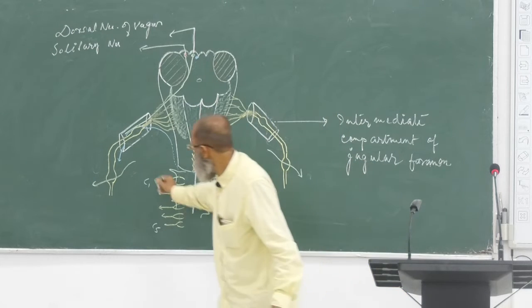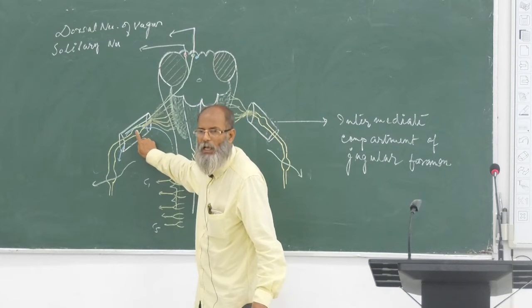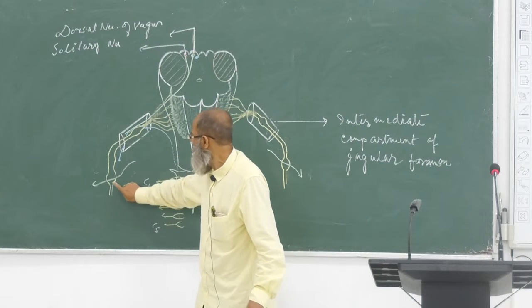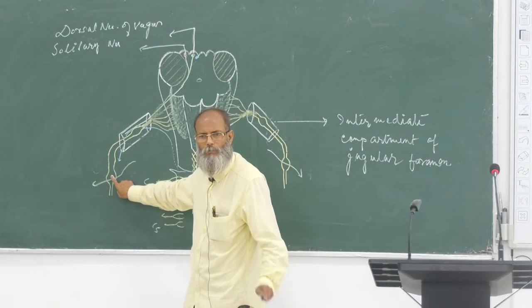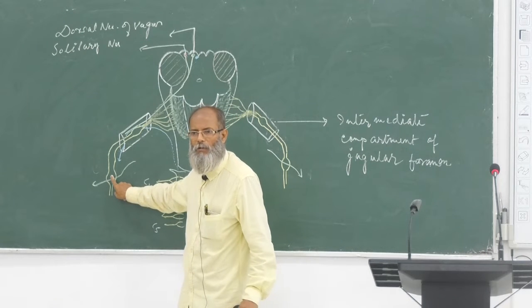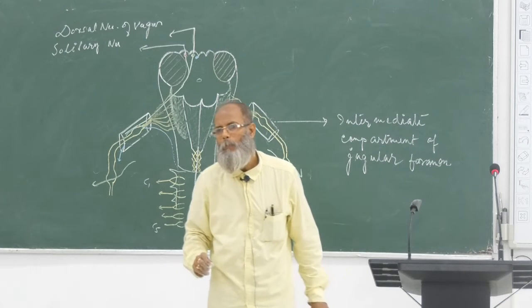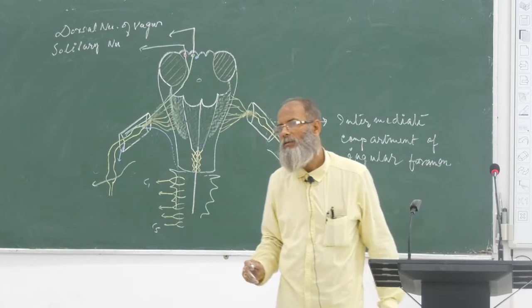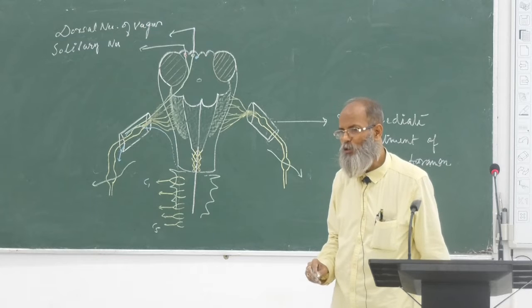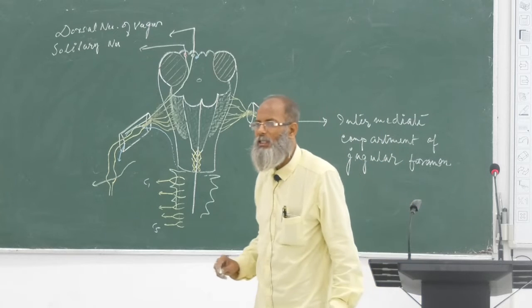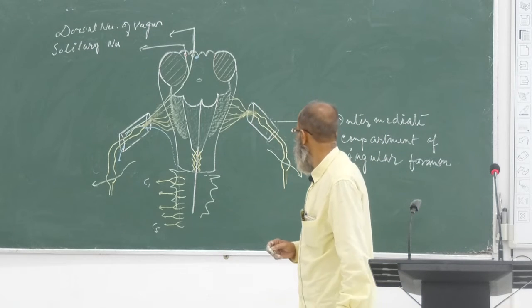So this is the jugular ganglion, or the superior ganglion of the vagus, and this is the inferior ganglion, or the nodose ganglion of the vagus. Nodose, N-O-D-O-S-E, nodose ganglion of the vagus.